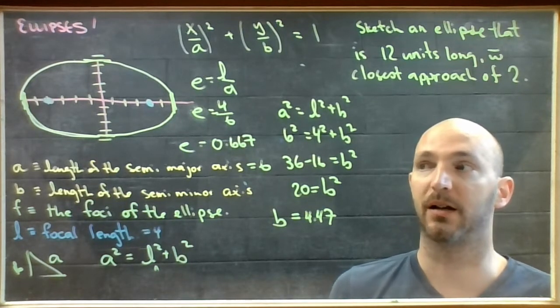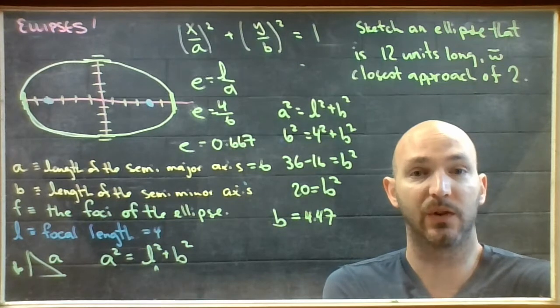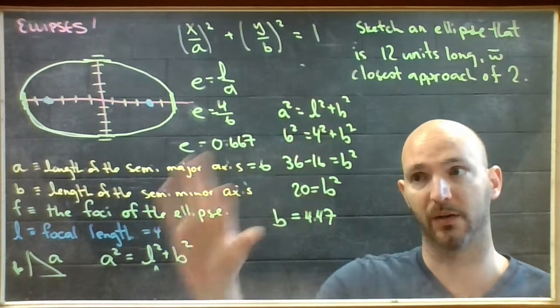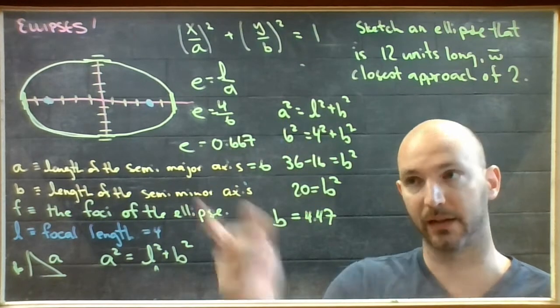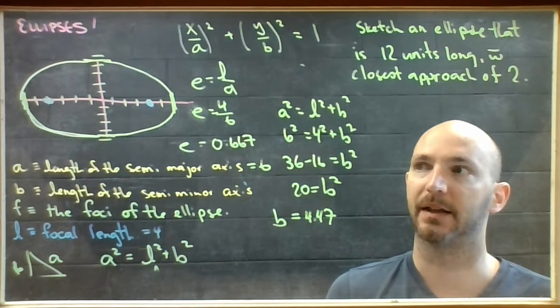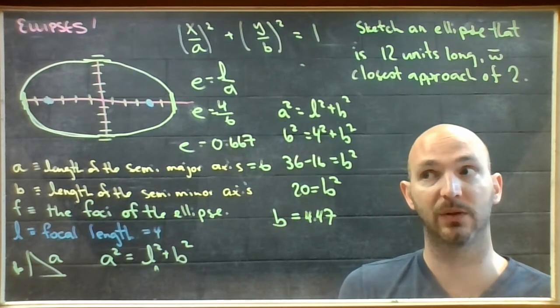Alright, so in the practice questions, there's just a few ellipses for you to try and work out the A, L, and B values and eccentricity for. And then you're on to the next section where we actually do an orbit calculation.